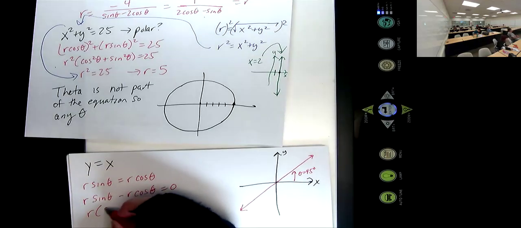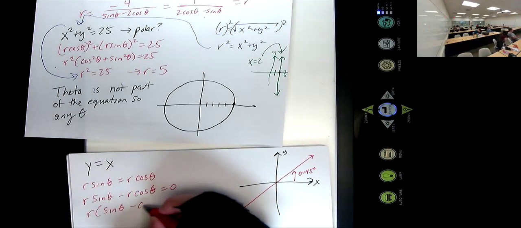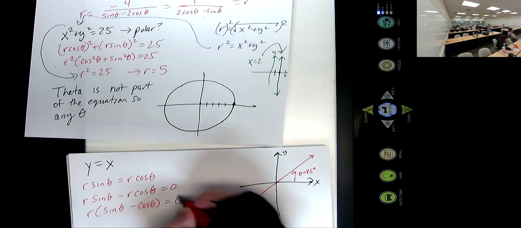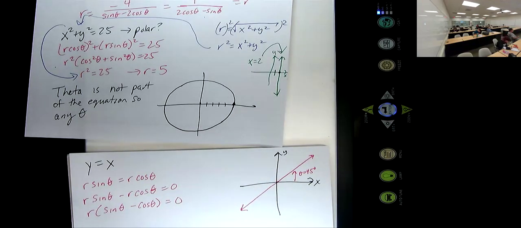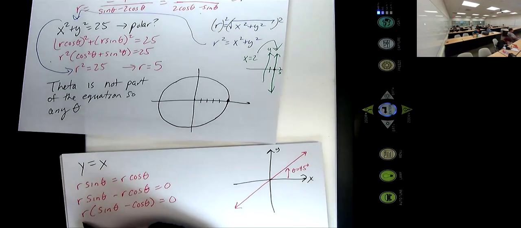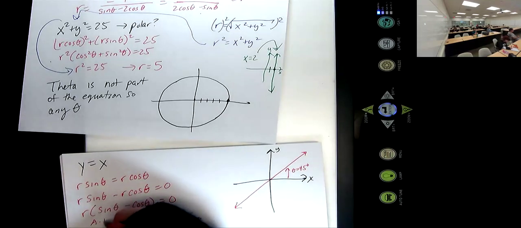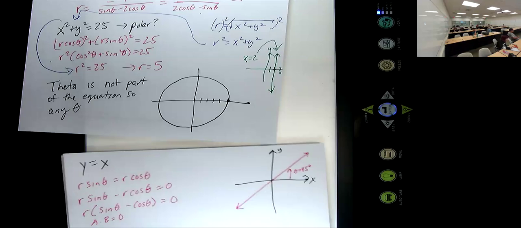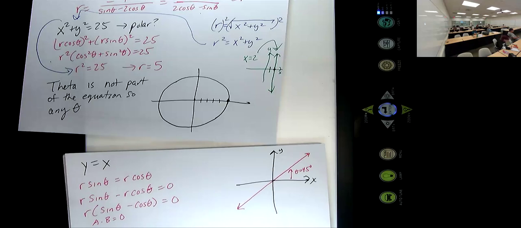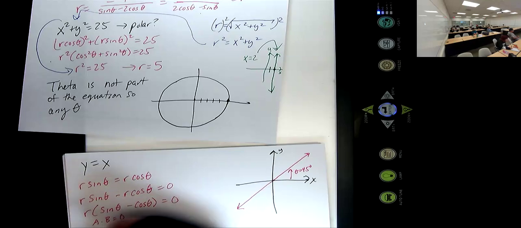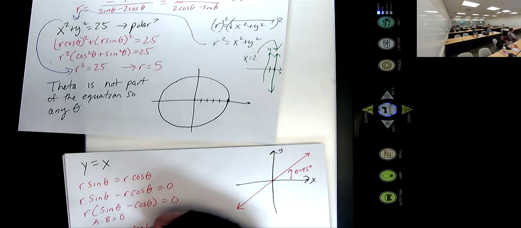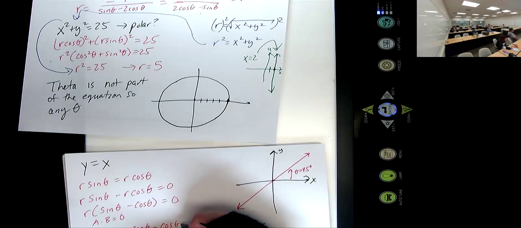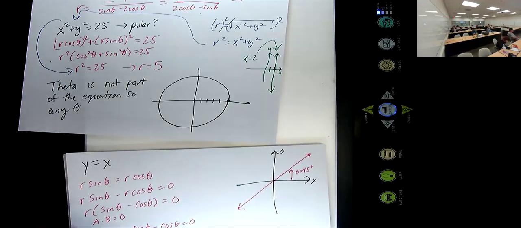Factor out the r. And now we've got effectively a times b equals 0. It's called the zero product property in algebra. Either a equals 0, r equals 0, or sine theta minus cosine theta equals 0. Which is kind of what we would have got if we divided by r, but we lose the r equals 0, that's why you should do it this way.